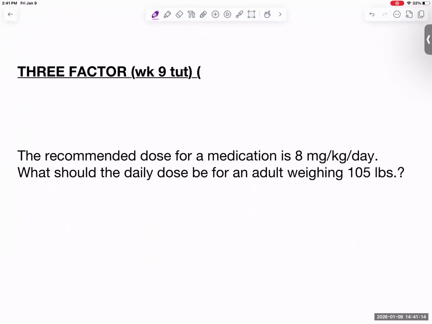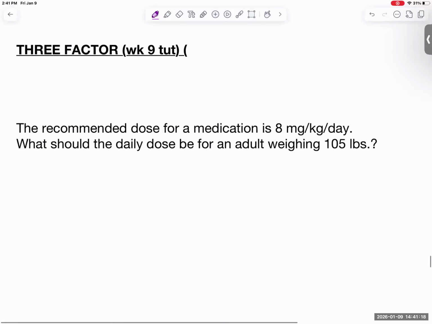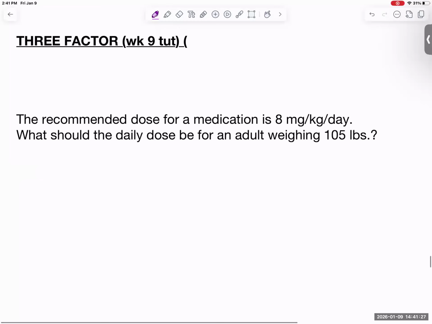All right. So now we move into 3-factor. And everything I'm showing you today, you can safely anticipate you will see and should be prepared for, okay? So what is a 3-factor? It just means there's 3 parts to the doctor's order: the strength, the patient's weight, and time. Strength, weight, and time, 3-factor. How do I write a 3-factor?